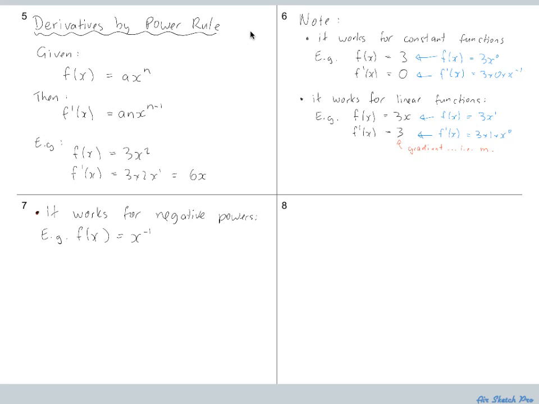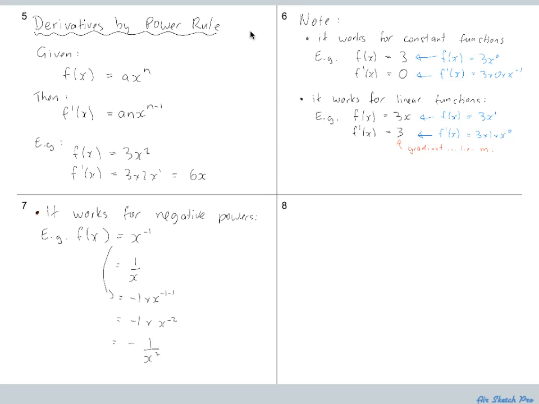If I have 3 to the power of negative 2, can anyone remember what happens with a negative power? We did it in our indices last week, or the week before. Yeah, it's 1 over, right? So f(x) equals x to the negative 1 is equal to 1 on x, okay? Now, using the power rule, that's equal to negative 1 times x to the power of negative 1 minus 1, which is equal to negative 1 times x to the negative 2, which is equal to negative 1 on x squared.